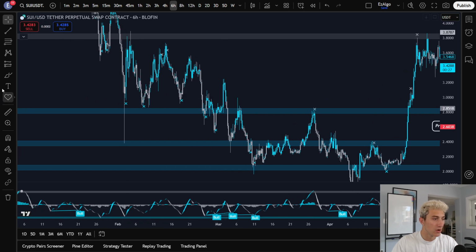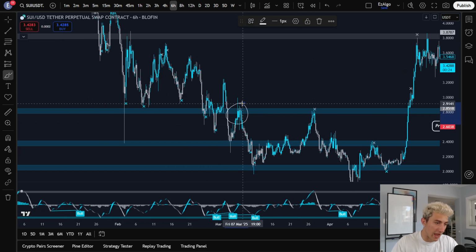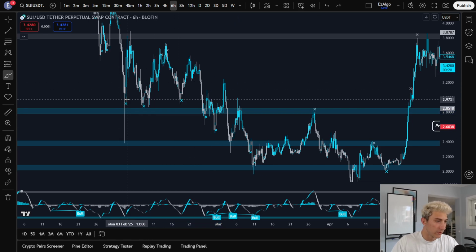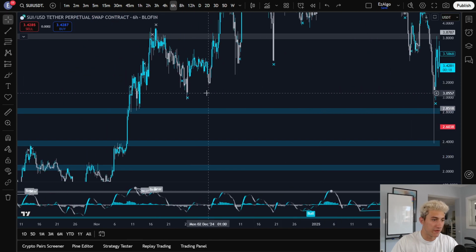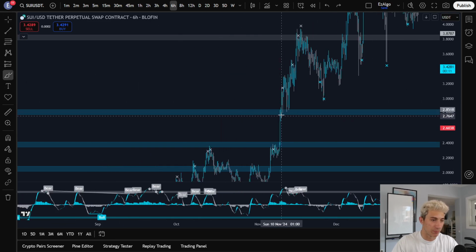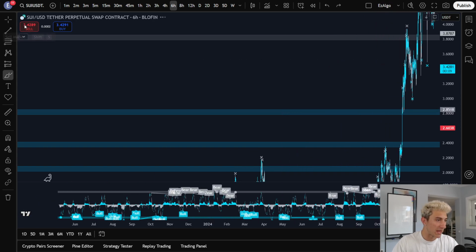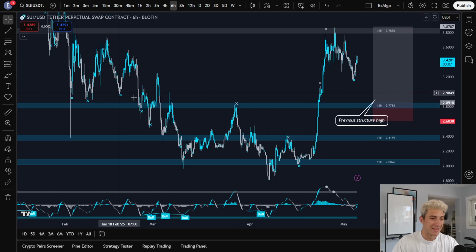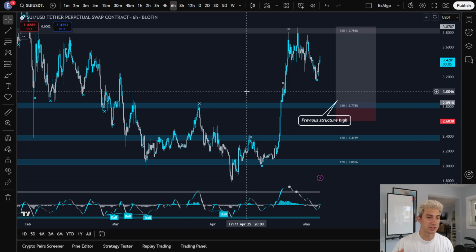If I look left, what do I see? Well, I can see this level had acted as resistance, right? Resistance, support, support, support, support. So this level was very well respected in the past. Even if we go all the way to the left, way back in November, right? We can see this level acted as support as well. So this passes the test for price history. This is a key level, multiple reactions at this level.